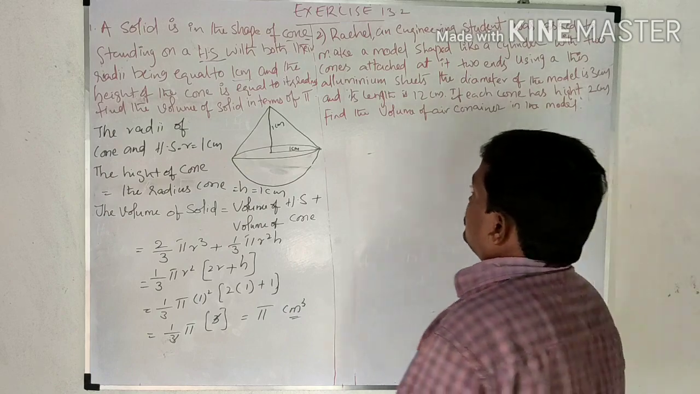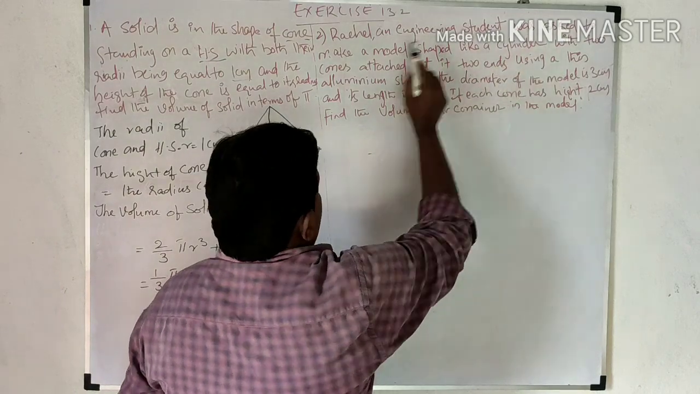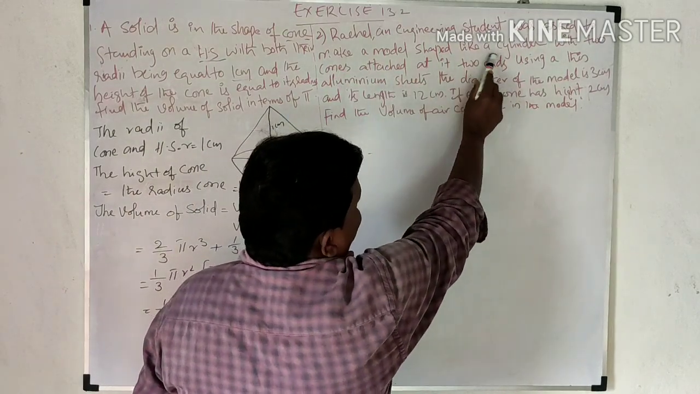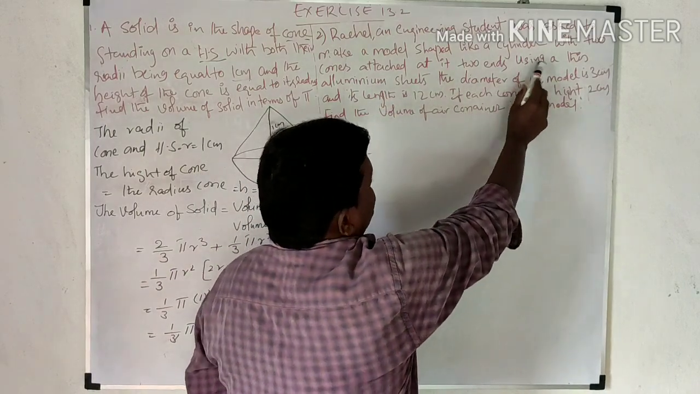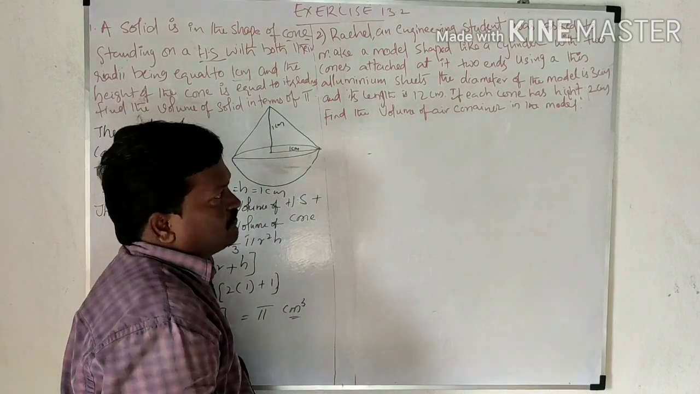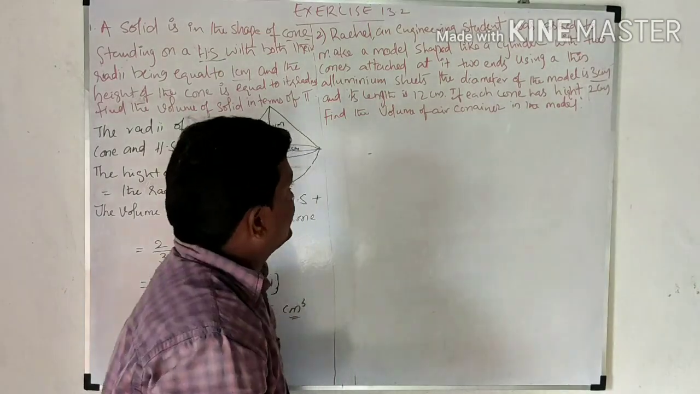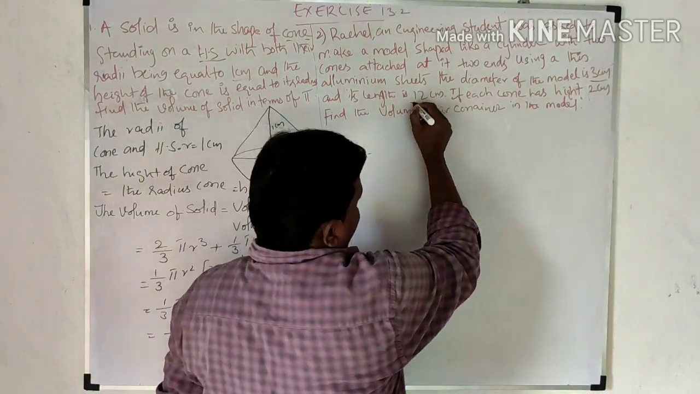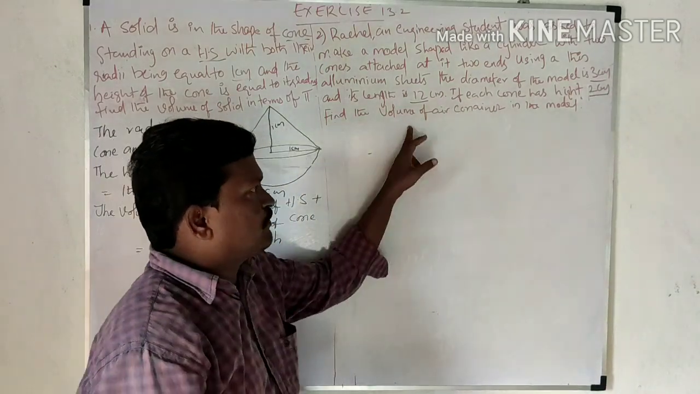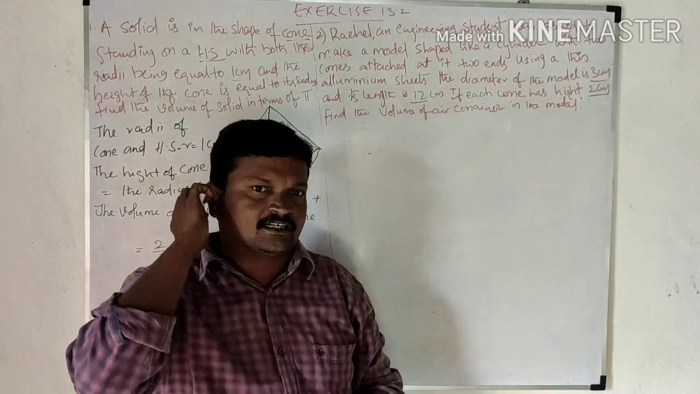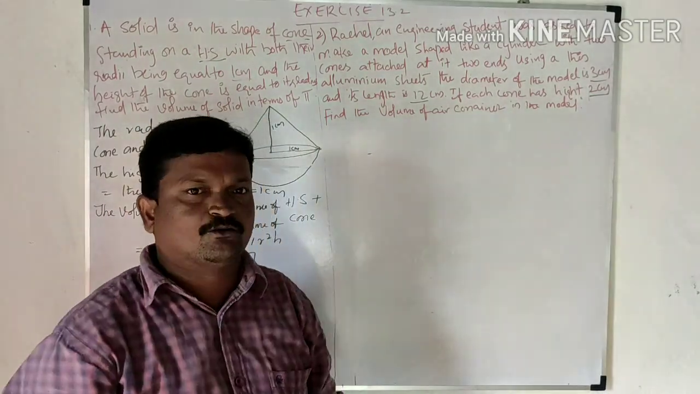Now let us see the second question. Rachel, an engineering student, was asked to make a model shaped like a cylinder with 2 cones attached at the 2 ends using thin aluminum sheets. The diameter of the model is 3 centimeters and its length is 12 centimeters. If each cone has a height of 2 centimeters, find the volume of air contained in the model.